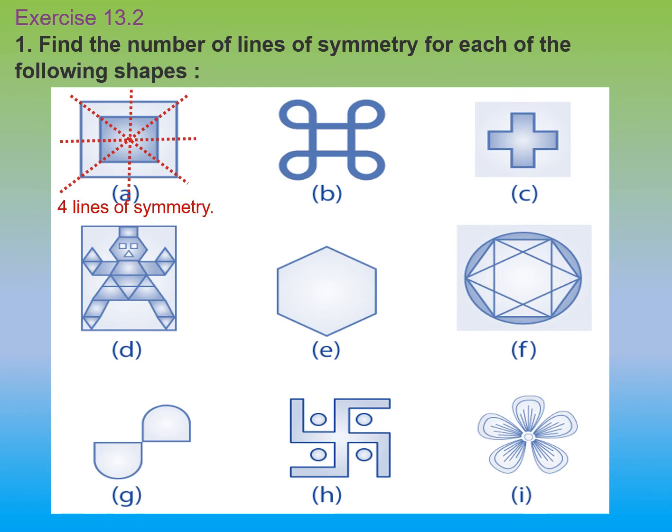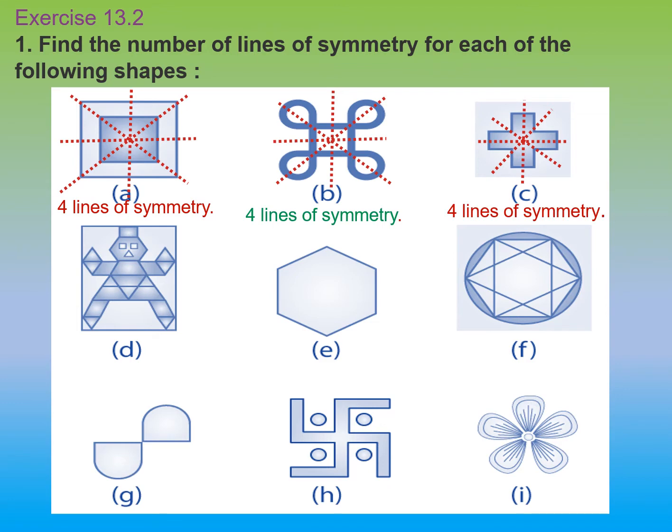In the second one, again we have 4 lines of symmetry. So we can draw horizontally like this. Yes. So we have 4 lines of symmetry for this figure. See C1. Yeah, now it will match exactly if we fold this. Here we have diagonally, horizontally and vertically. So again we have 4 lines of symmetry.